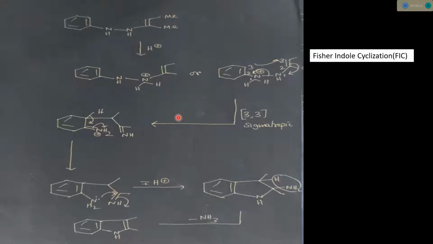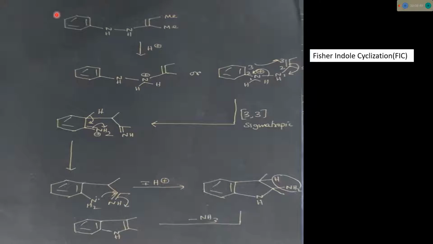The reason is that if this nitrogen lone pair is involved in resonance with the phenyl ring, then the phenyl ring will lose its aromaticity for some time. If this nitrogen is involved in resonance with this alkene part, the stability of the alkene is lost for some time.